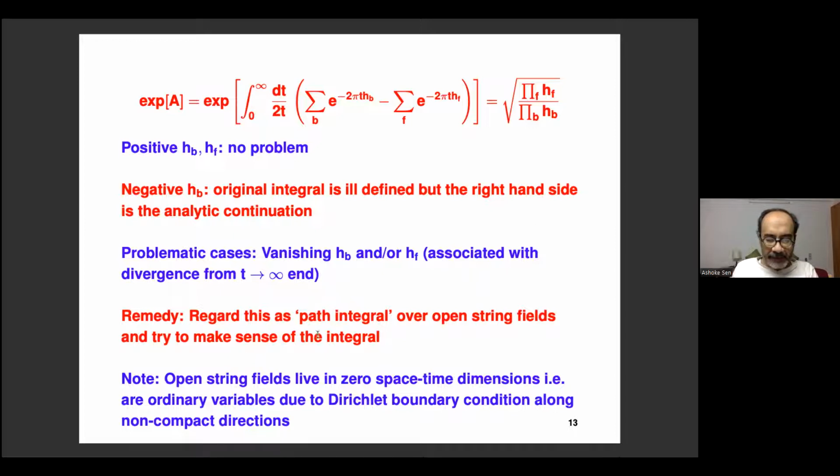And here I should just say that when I say path integral over open string fields, these are not really fields because open string fields live in zero space-time dimensions. They are living on the D-instanton, and so they don't carry any momentum. Which means that when you take the Fourier transform, they don't have any space-time coordinate. They are really zero-dimensional field theories. So when you talk about the path integral over open string fields, these are really ordinary integrals, not even quantum mechanics. There is ordinary integration over ordinary variables, and that's what you have to perform.